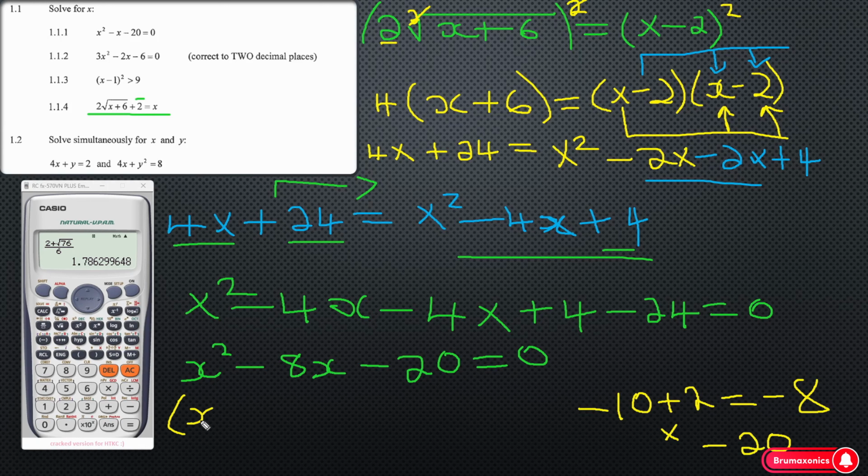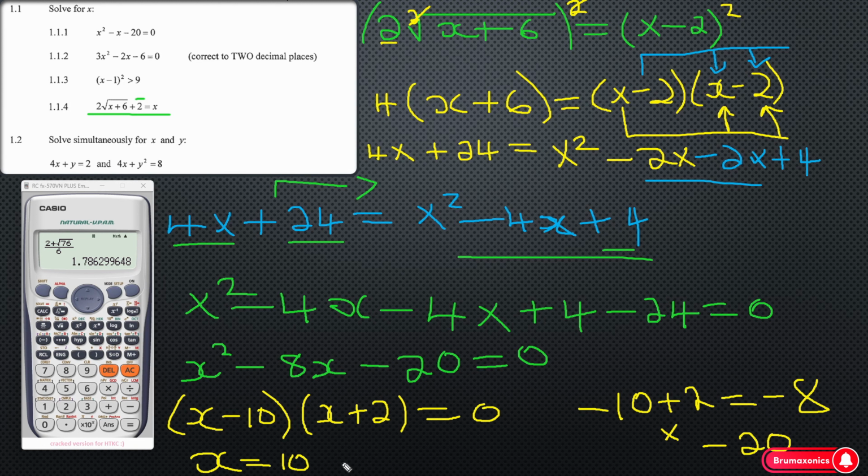So this will be (x - 10)(x + 2) = 0, and then x equals 10, or x equals negative 2. So we are done with that particular question up there, and I hope that you did enjoy the solution, right?